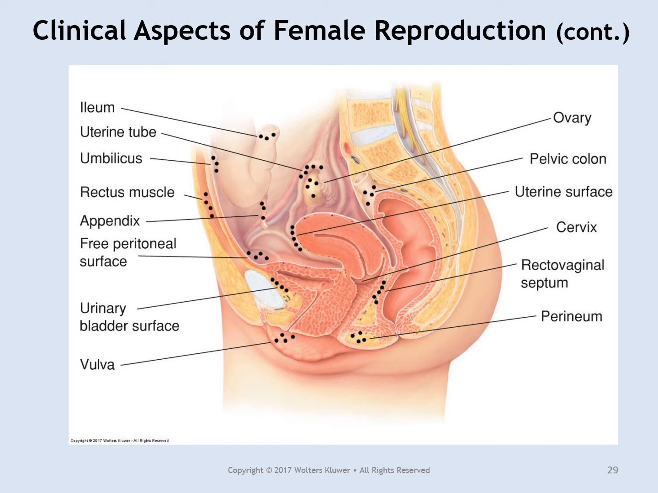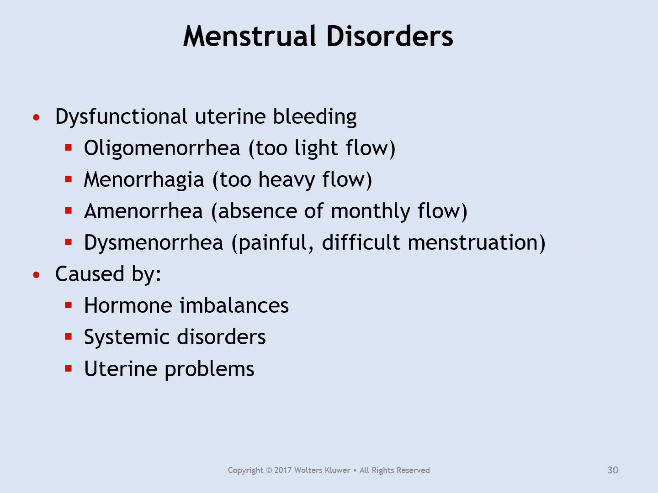This is just another cutaway of the female reproductive system. In oligomenorrhea, the flow is too light. Menorrhagia is too heavy. Rhagia is where you get that if you remember that suffix. Amenorrhea, you remember that, is the absence. And dysmenorrhea, dys is the key prefix to look at, and that is when it is painful.